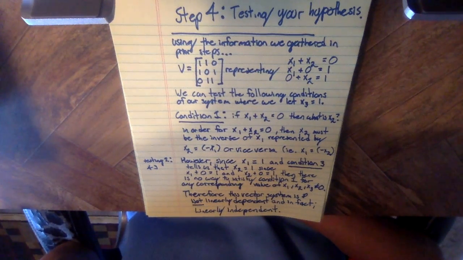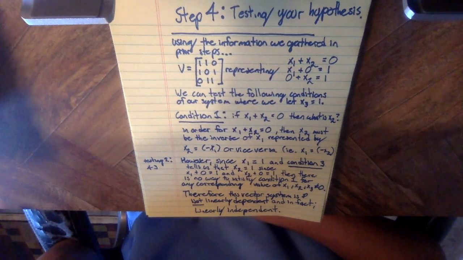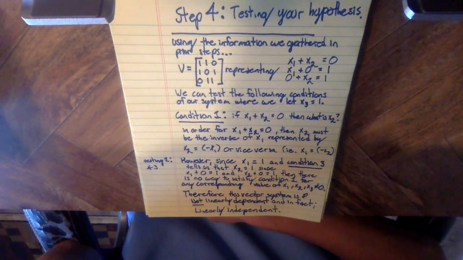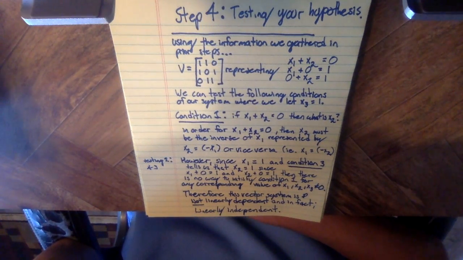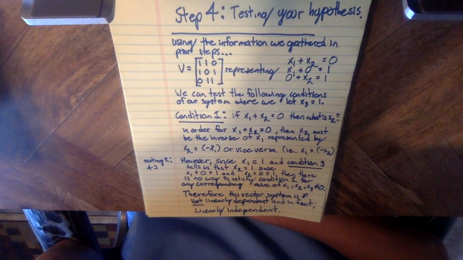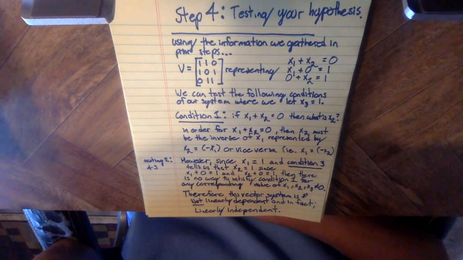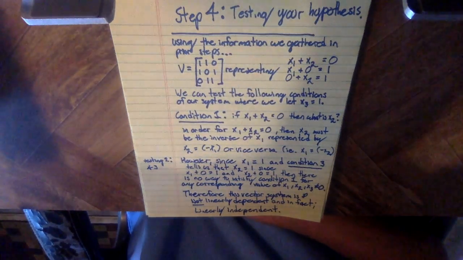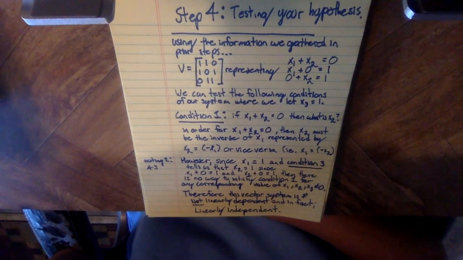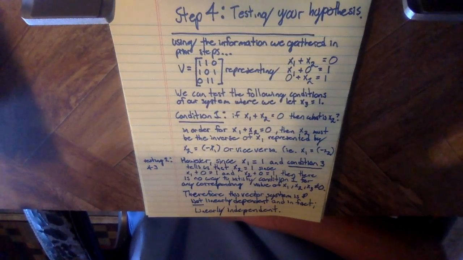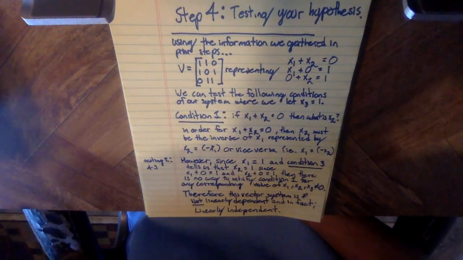In order to understand that, we need to find those values, and x2 must be the inverse of x1, represented by negative x1, or vice versa, since we don't know the value of x1 yet, where x1 is equal to the inverse of x2. However, since x1 is equal to 1, and condition 3 tells us that x2 is equal to 1, since adding 0 to anything results in an unchanged value, there's no way to satisfy condition 1 for any corresponding value of x1, x2, or x3 not equal to 0. Therefore, this vector system is not linearly dependent, and in fact is linearly independent, which is why both those problems were in the same exercise.